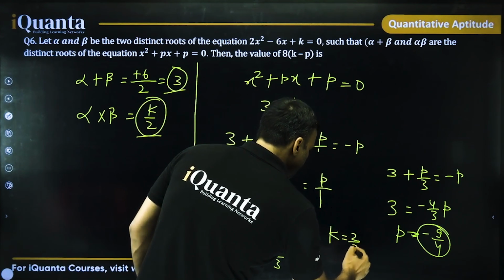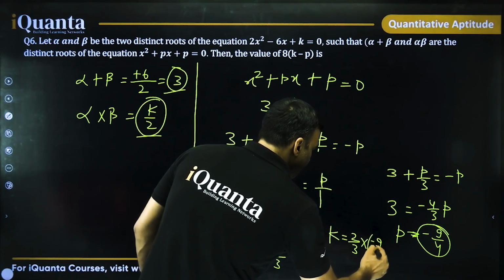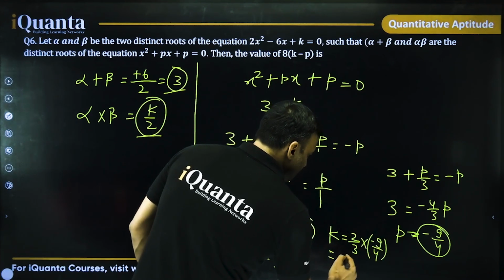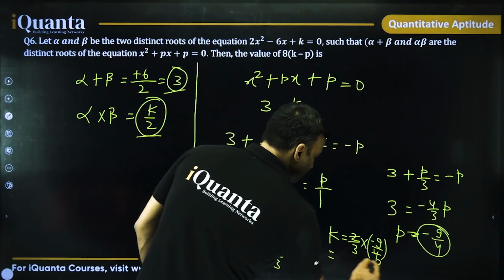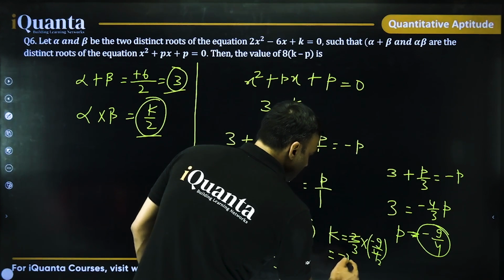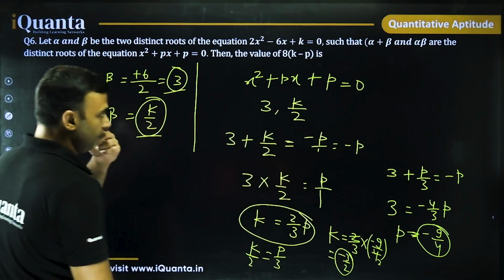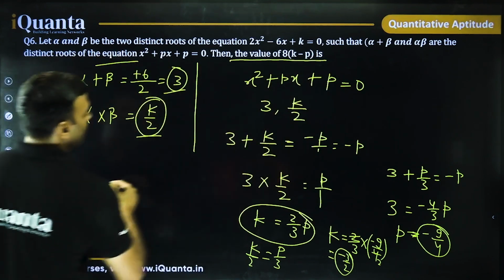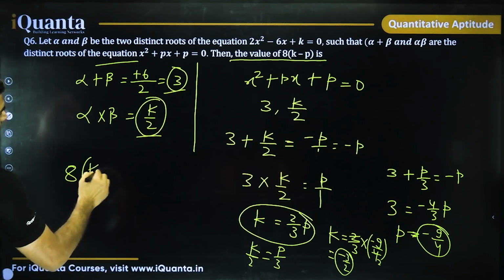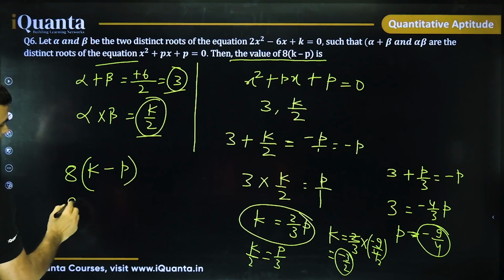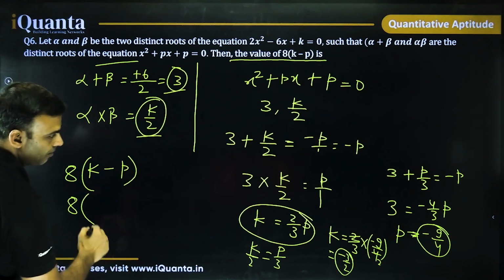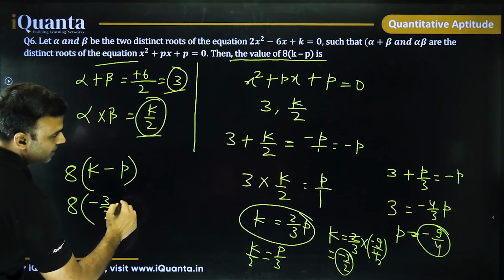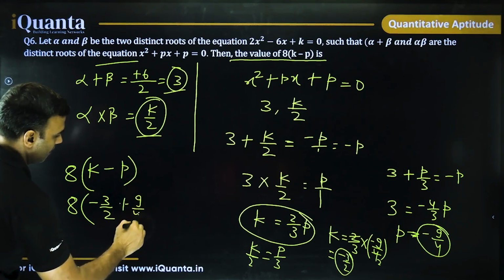2 by 3 into minus 9 by 4, which is equal to 3 cancels 9 3 times, and 2 cancels 4 2 times, so minus 3 by 2. So we have got both the values of k and p. What do we need? We need the value of 8 into k minus p. That is 8 into, what is the value of k? It is minus 3 by 2, and minus p, so plus 9 by 4.